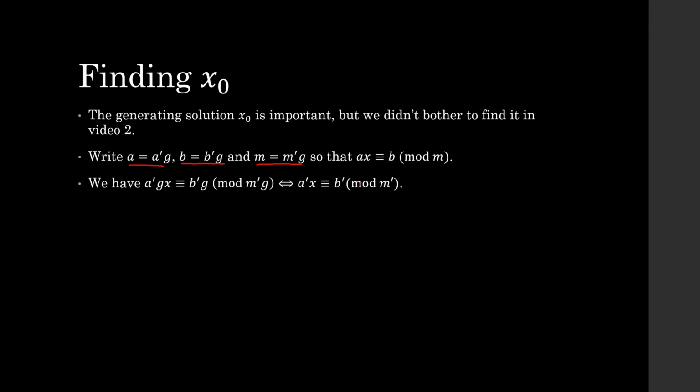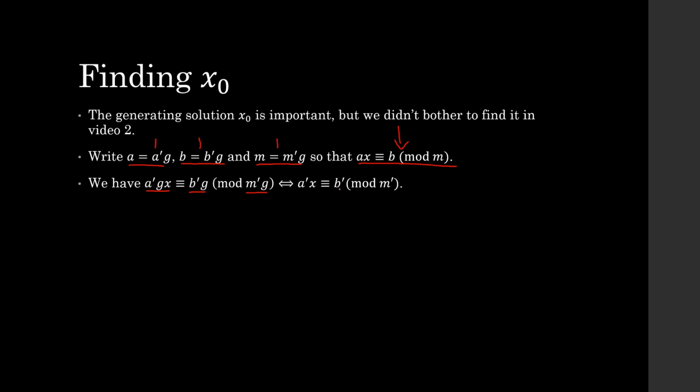So we can rewrite this as a prime times g x is congruent to b prime times g mod m prime times g. So I've just plugged in these definitions here. And so I can do some reduction here. That's going to be if and only if a prime x is congruent to b prime mod m prime.